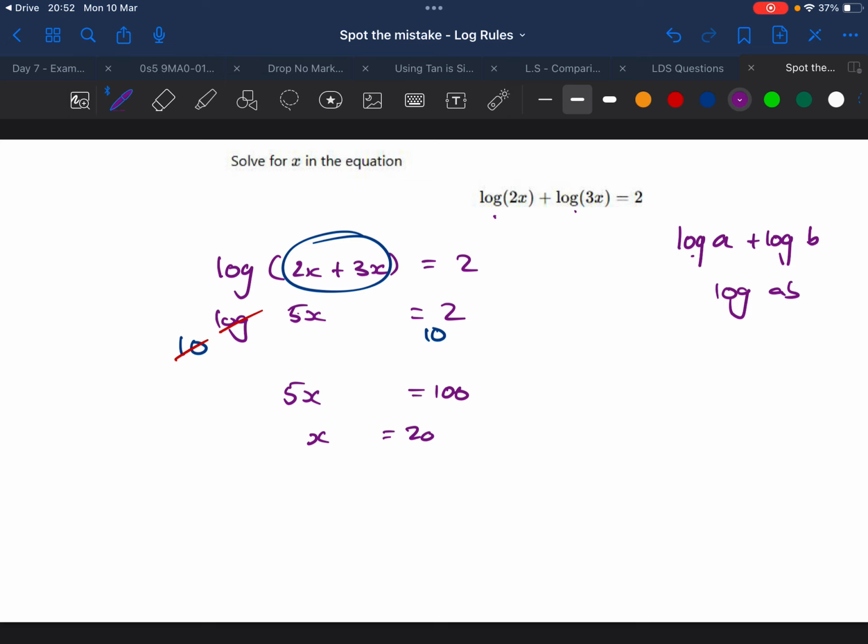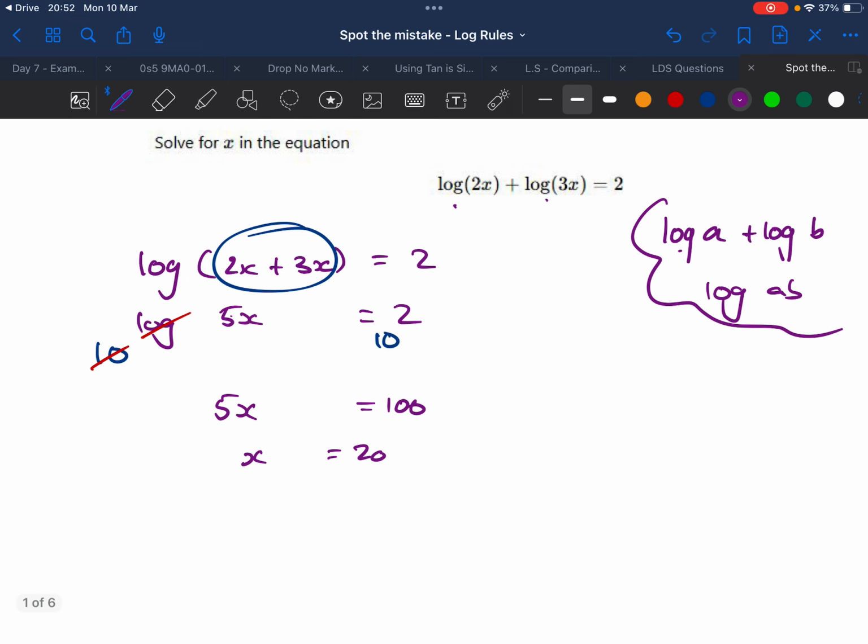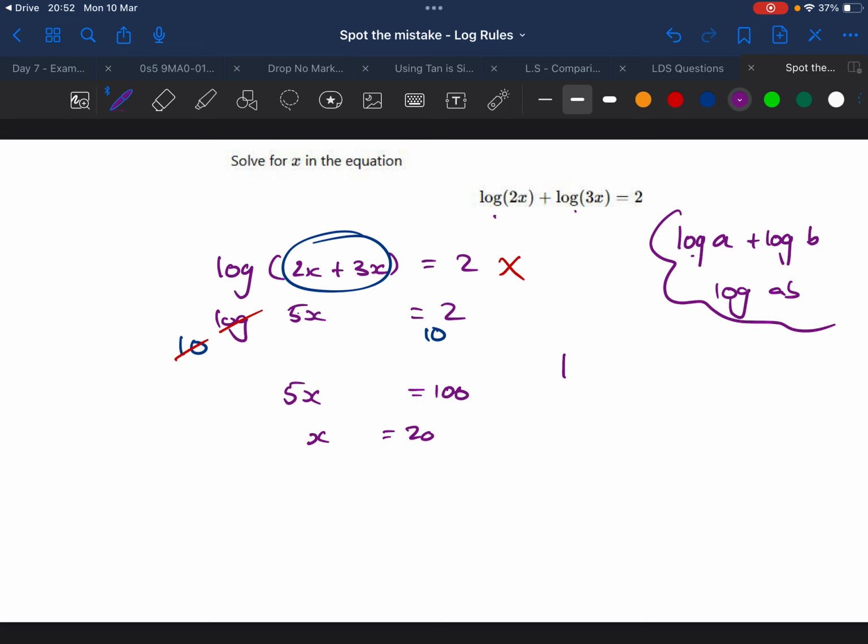So let's try it again. So instead of doing this step here, which I'm afraid is just wrong, we should be saying that log of 2x plus log of 3x is equivalent to log of 2x times 3x, and then equal to 2. So log of 6x squared is equal to 2. Then the other steps that we did were generally good. Okay, it's just the numbers are going to be different now.